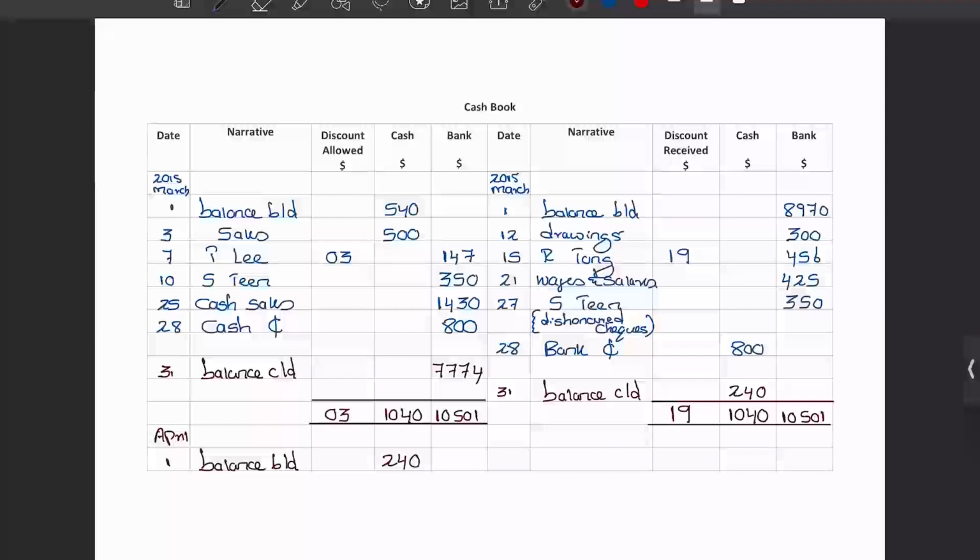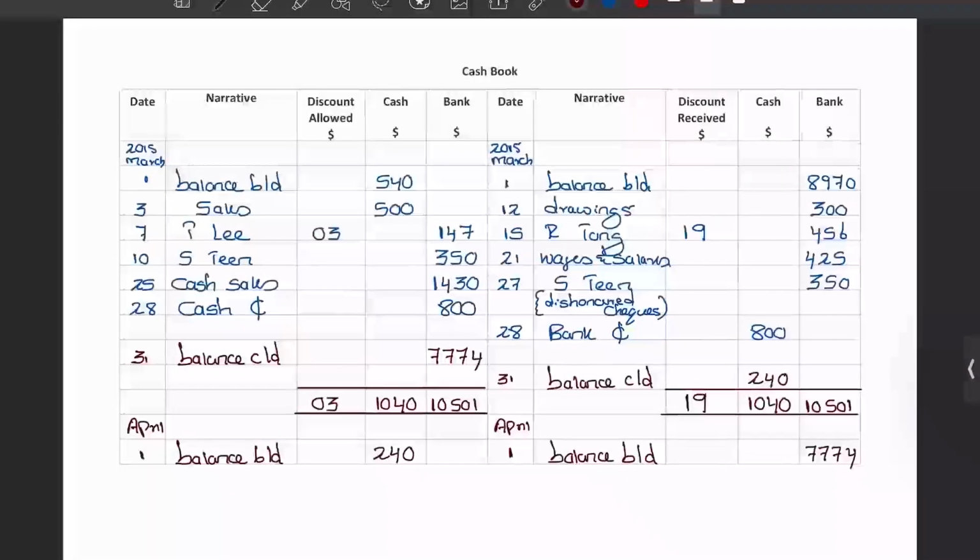You can't stop there. Opposite side below the total, that's here, right? Opposite side below the total, you will have to enter the balance BD. So after March, it's going to be April 1st. Balance BD is going to be 7774. Right? 7774. Complete it.